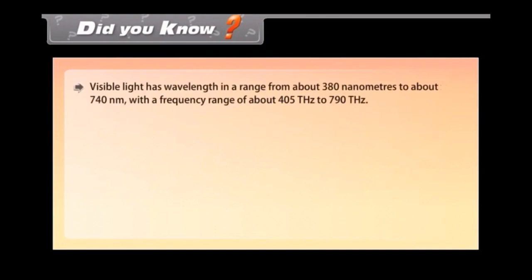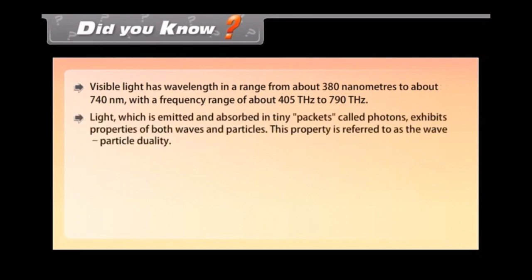Did you know, visible light has wavelength in a range from about 380 nanometers to about 740 nanometers with a frequency range of about 405 terahertz to 790 terahertz. Light, which is emitted and absorbed in tiny packets called photons, exhibits properties of both waves and particles. This property is referred to as the wave-particle duality.